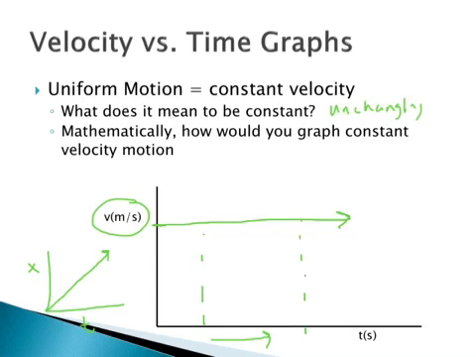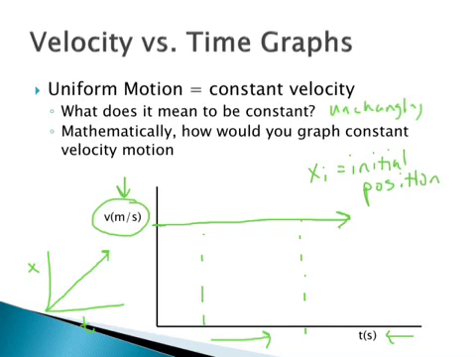Now, what a velocity versus time graph does not allow you to do is to talk about your initial position, or x initial. Okay? Why? Because if you think of a velocity versus time graph, it does not show you position. It is only showing you velocity with respect to time. So you have no idea what position is.